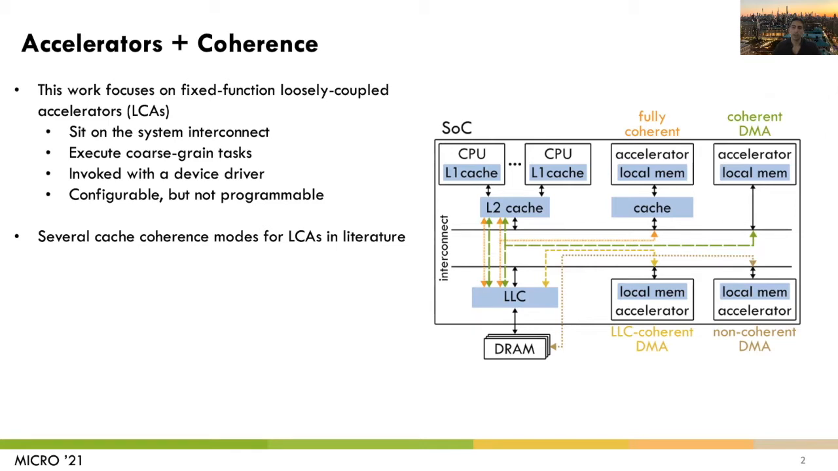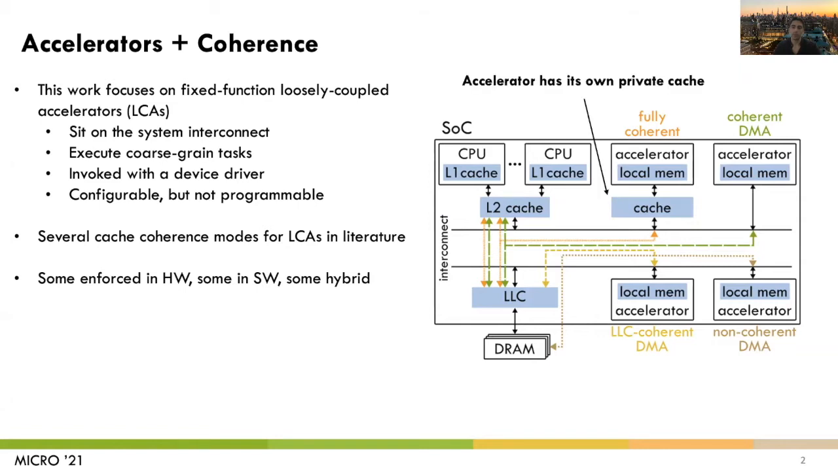We categorize the existing literature into four main methods based on the degree to which they leverage one or more levels of the cache hierarchy. We refer to these methods as cache coherence modes. In some of these modes, coherence is enforced purely in hardware, such as the fully coherent mode, where the accelerator has its own private cache and participates in the system's coherence protocol, just like processor cores. The coherent DMA mode is similarly enforced in hardware, but without an accelerator private cache.